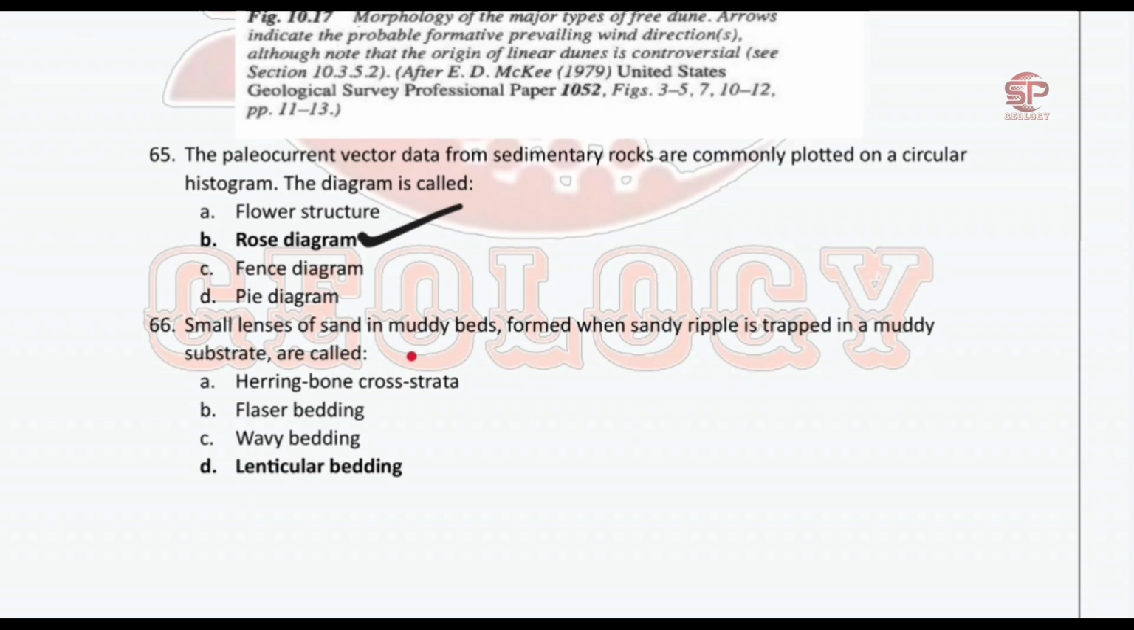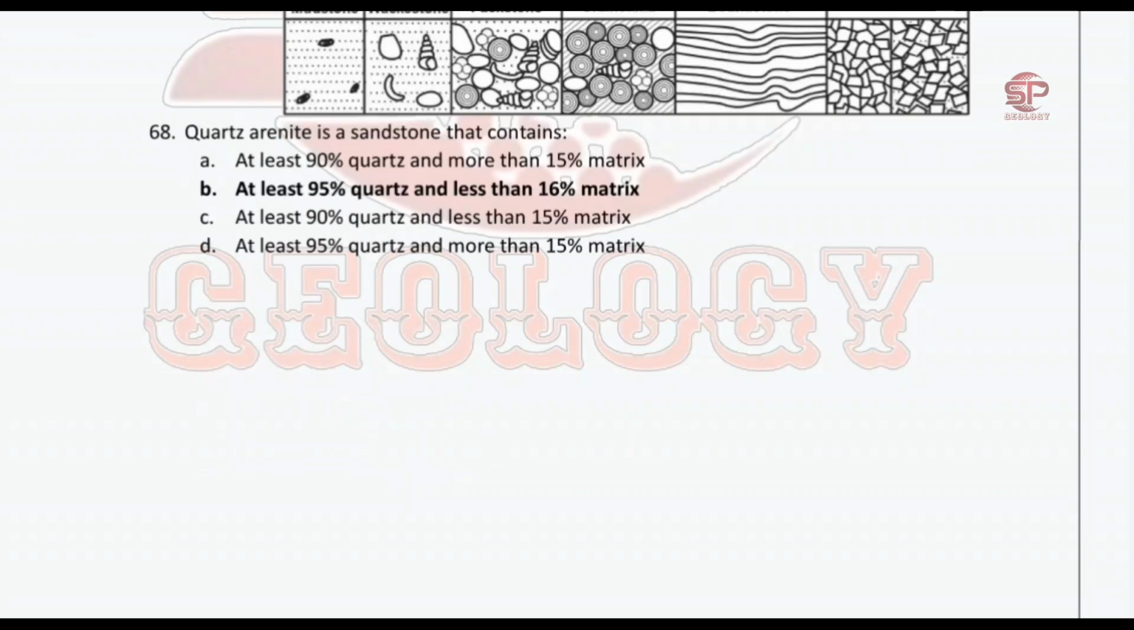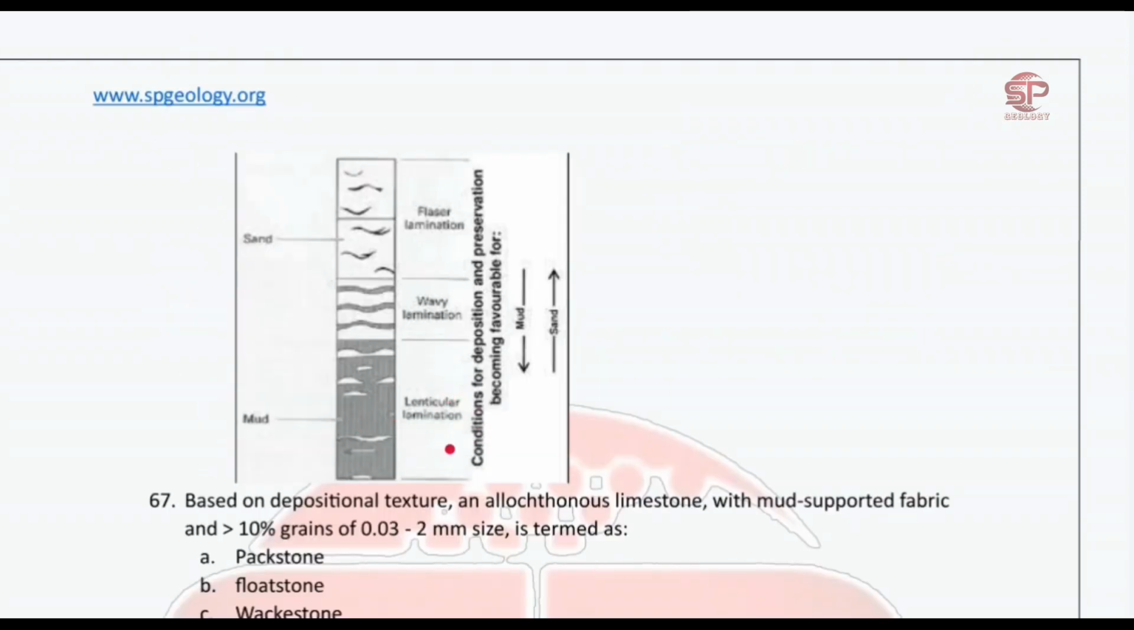The small lenses of sandy mud beds form in a sandy ripple. Three types of ripple form or bedding form during a fluctuating current condition, where sand and mud both deposit, that is flaser, wavy and lenticular. Lenticular has more mud percentage, flaser has more sand percentage. So the answer will be lenticular. This is the condition where lenticular has more mud percentage, where sands look like lenses. Then wavy has 50% sand, 50% mud. Then flaser has more sand percentage than mud.